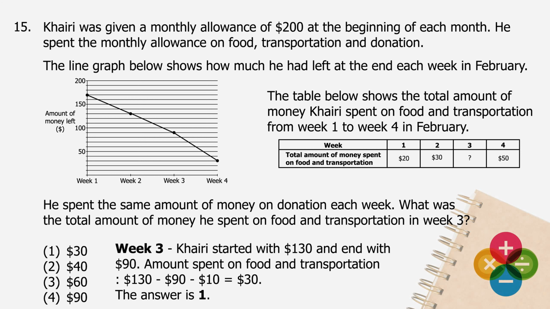In week 3, Carey started with $130 and ended with $90. He spent $10 on donation. The amount he spent on food and transportation will be, subtract $90 and $10 from $130, and the difference is $30. He spent $30 on food and transportation in week 3. The answer is 1.